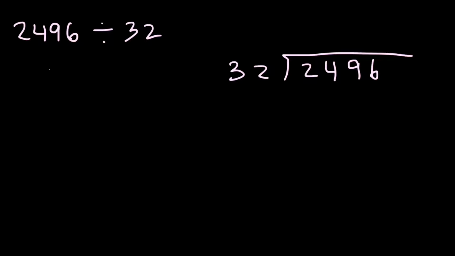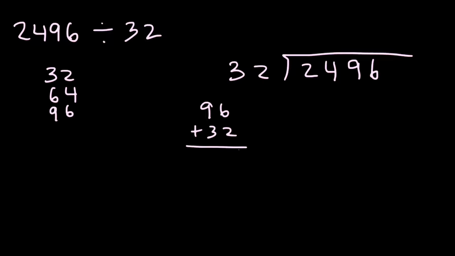Well, let's make a list. 32 plus 32 is 64. And 64 plus 32, that's 96. And if we want to add 96 plus 32, that's going to be 8 and 12, which is basically 128. When you're dealing with large numbers, it helps if you make a list first. Once you get up to 10, you just need to use it once and you don't need to do it again.